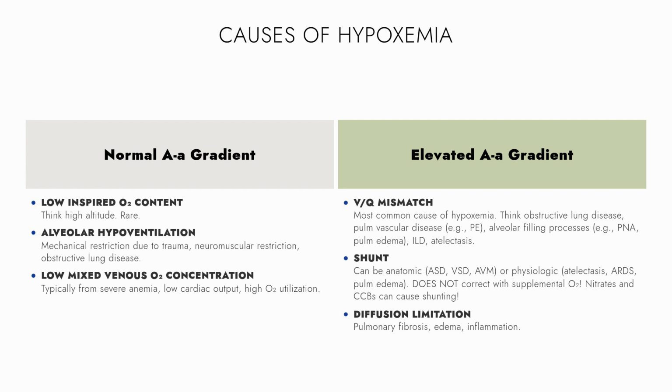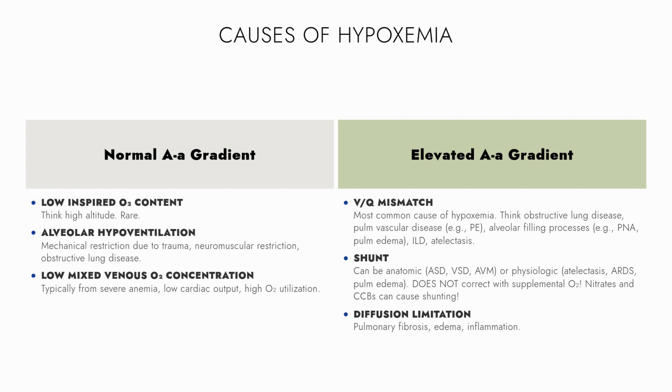Next is shunt, which can be anatomic or physiologic. An anatomic shunt occurs when blood bypasses the lungs entirely, like in congenital heart defects such as an atrial septal defect, ventricular septal defect, or an arteriovenous malformation. A physiologic shunt happens when blood passes through the lungs but doesn't get oxygenated, as in atelectasis, ARDS, or pulmonary edema. A key point here: shunts do not correct with supplemental oxygen because the blood isn't reaching ventilated alveoli.